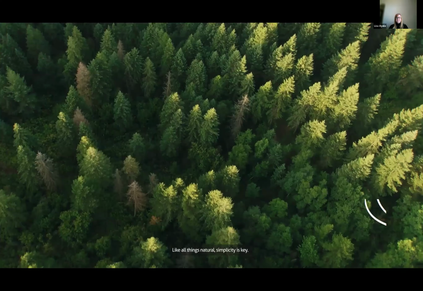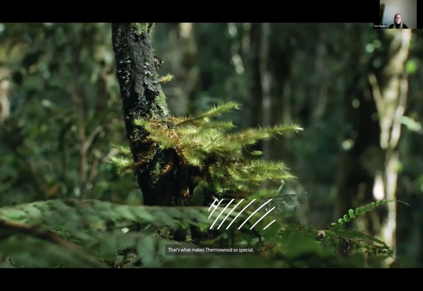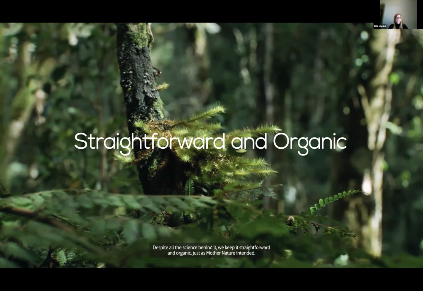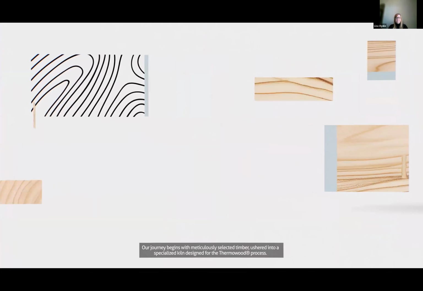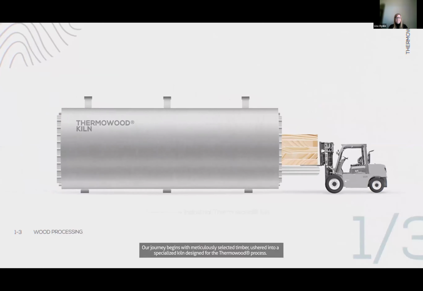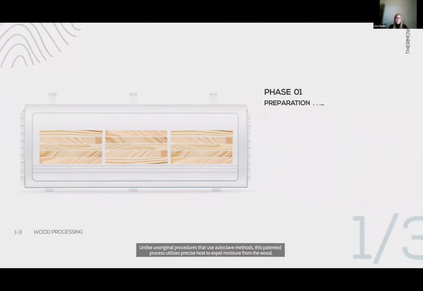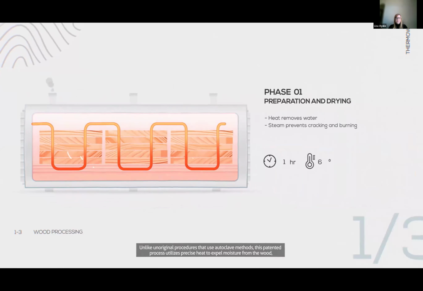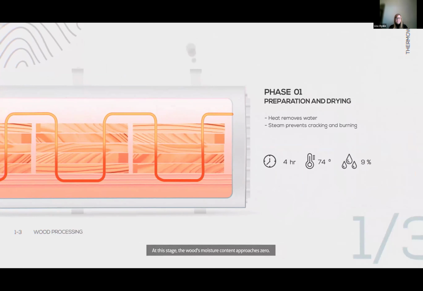Like all things natural, simplicity is key. That's what makes thermal wood so special. Despite all the science behind it, we keep it straightforward and organic, just as Mother Nature intended. Let's explore what goes into making thermal wood in 3 simple steps. Our journey begins with meticulously selected timber, ushered into a specialized kiln designed for the thermal wood process. Unlike unoriginal procedures that use autoclave methods, this patented process utilizes precise heat to expel moisture from the wood, safeguarded by steam in an oxygen-free environment to prevent any risk of cracking or burning. At this stage, the wood's moisture content approaches 0.